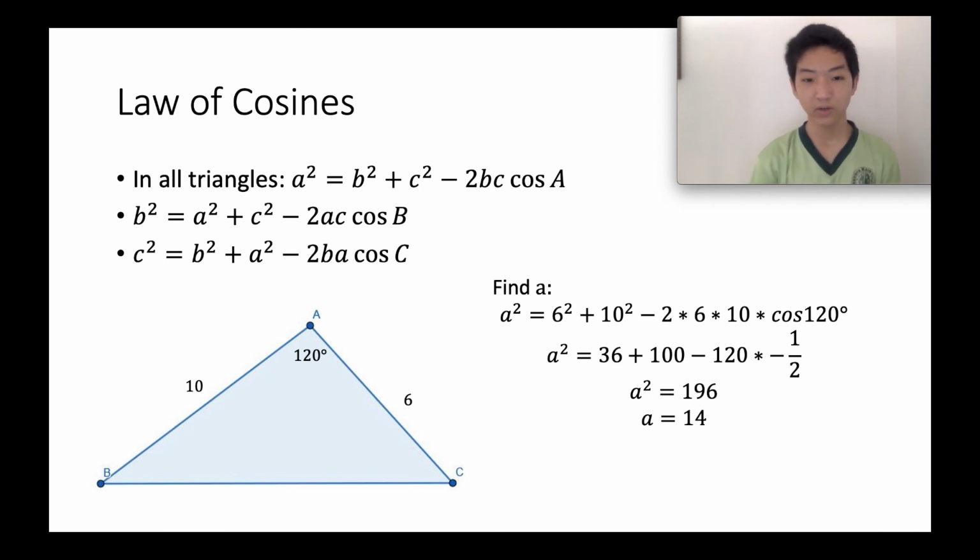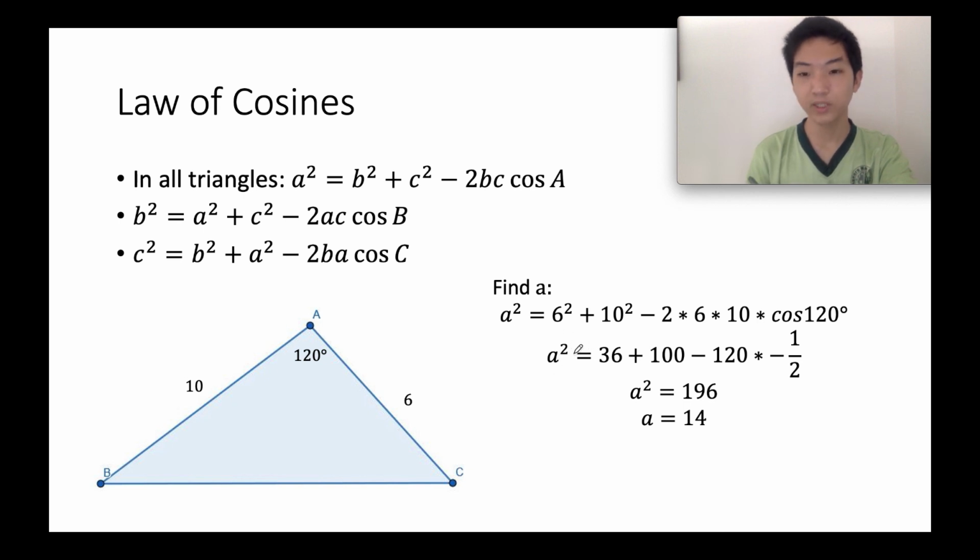So here we have a triangle, and we're given that side C is 10, and side B is 6, as well as angle A, which is 120 degrees. Well, we need to find side A. Well, this perfectly falls into the formula of the law of cosines. We're given side B and side C, as well as angle A. So we have everything we need to plug in to find side A. So we plug everything in. A squared equals B squared, which is 6 squared, plus C squared, which is 10 squared, minus 2 times B times C, 6 times 10, times cosine 120 degrees.